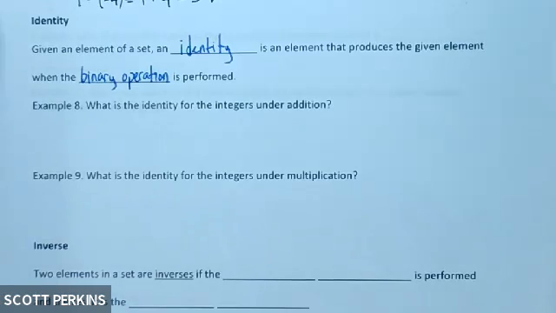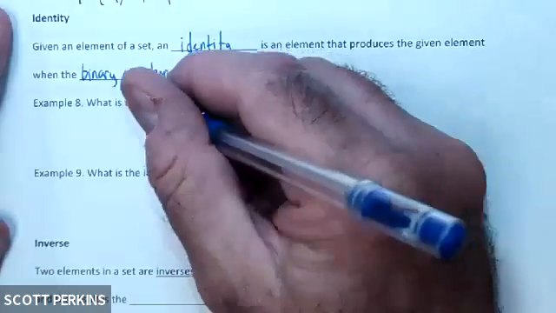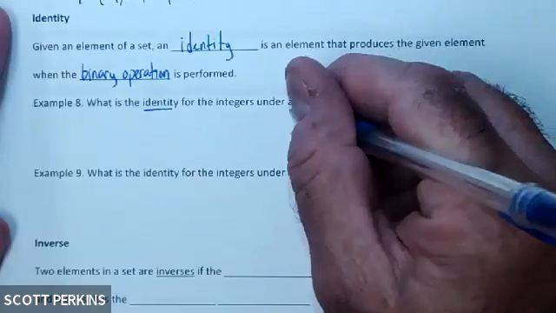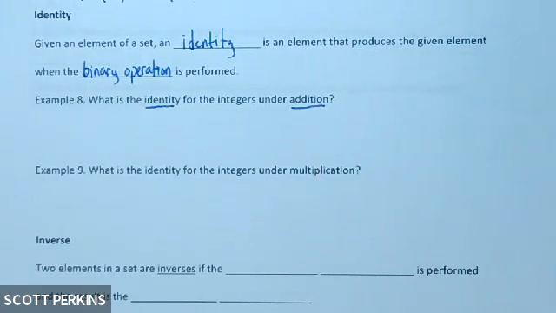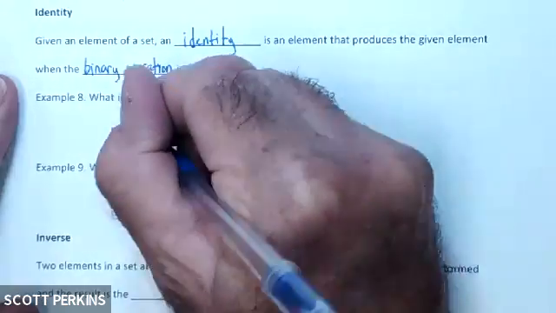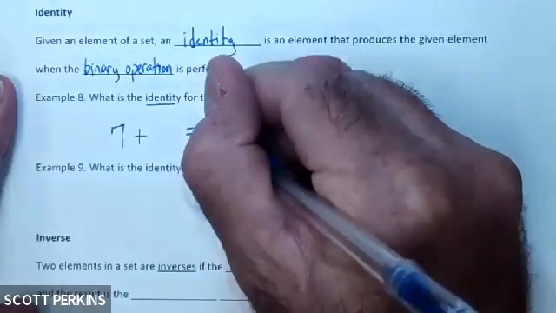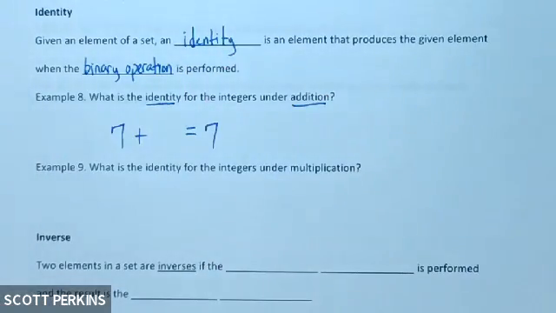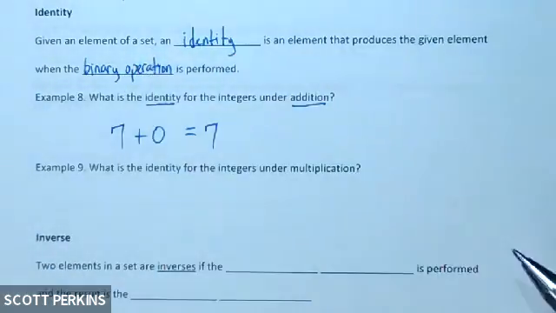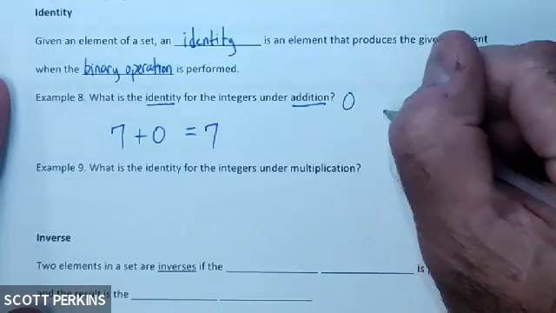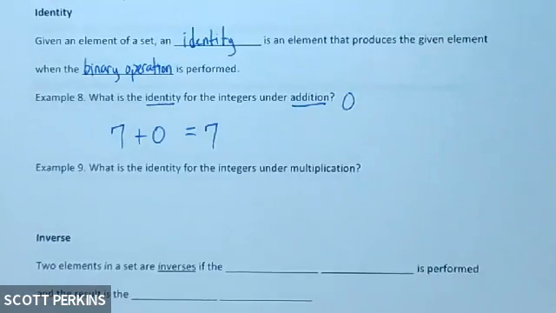So example 8. What is the identity for integers under addition? So what I'm asking is if I start out with the integer, let's say 7, what do I add to 7 in order to end up with the identical thing? What's the identity for addition? 0. Okay, so 0 is the identity for addition, which is something you knew.